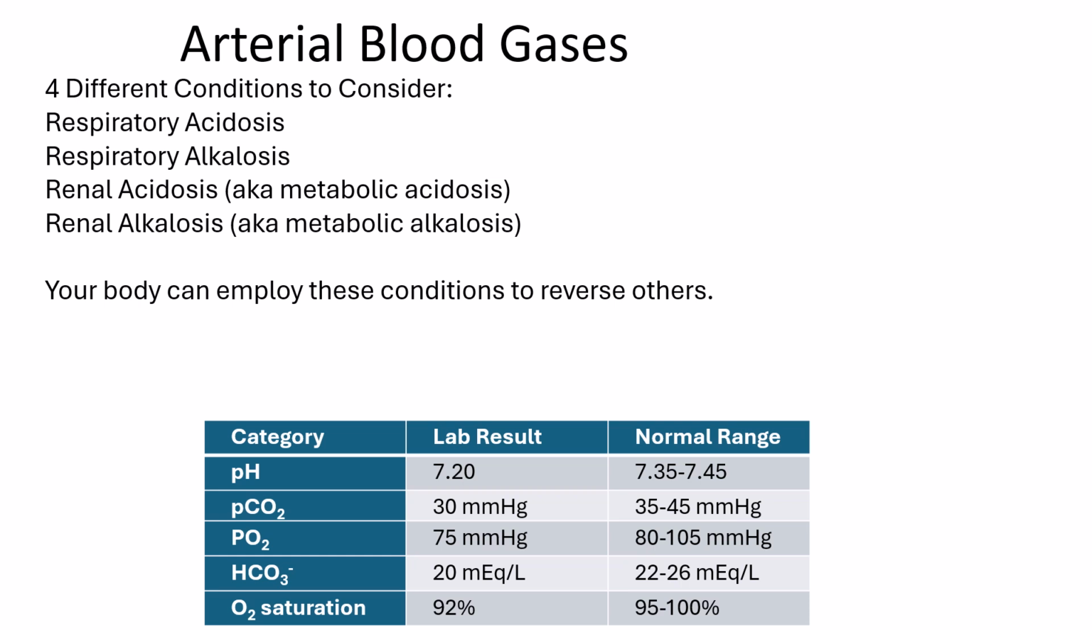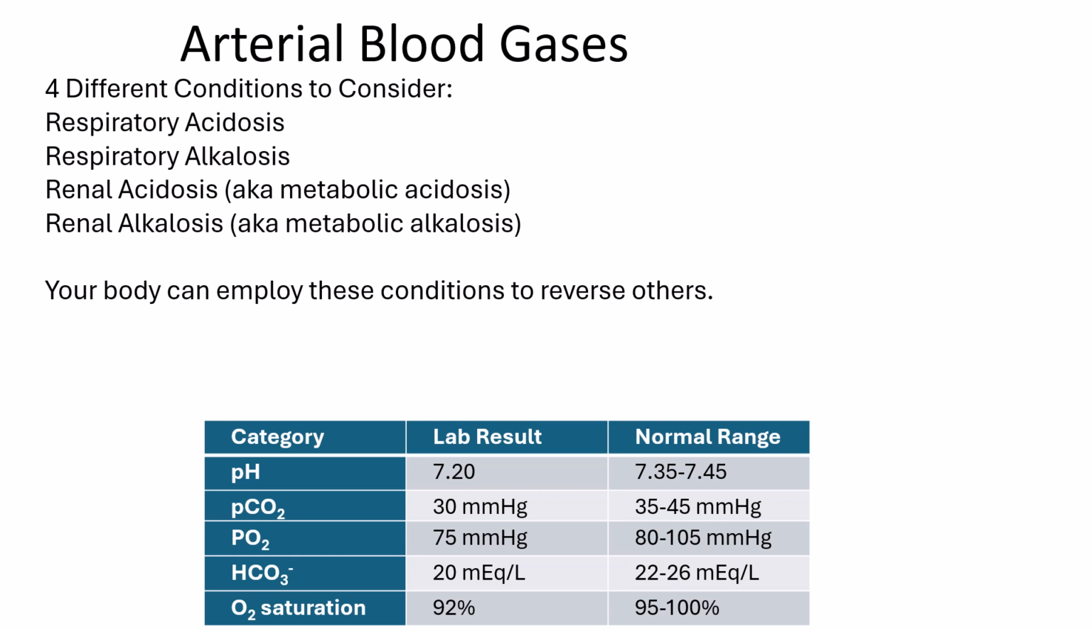And the added benefit of a blood gas is that it can also tell us if the acidosis or alkalosis is being compensated, or if the body is at least trying to counteract the condition. For example, in our case study, our patient is in renal acidosis, but his body is employing his lungs to try to compensate for this.